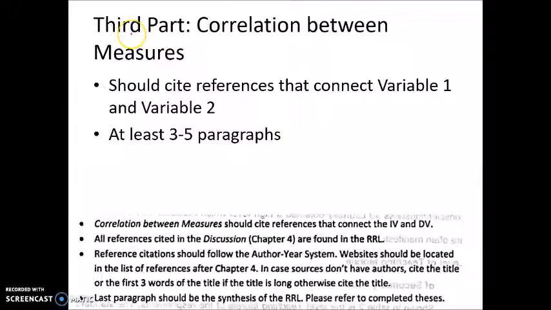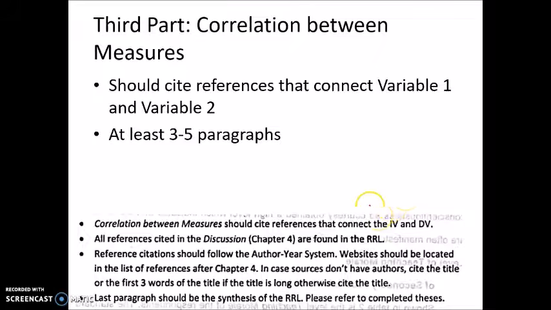Okay? So, ang third part ng RRL ay ang correlation between measures. Ito talaga yung title niya, correlation between measures. Ibig sabihin, yung relationship na ng dalawang variables mo. It should cite references that connect your first variable and your second variable. Ito dito, pwede na sa inyo ang 3 to 5 paragraphs. Okay na yan. Correlation between measures should cite references that connect your IV and DV.